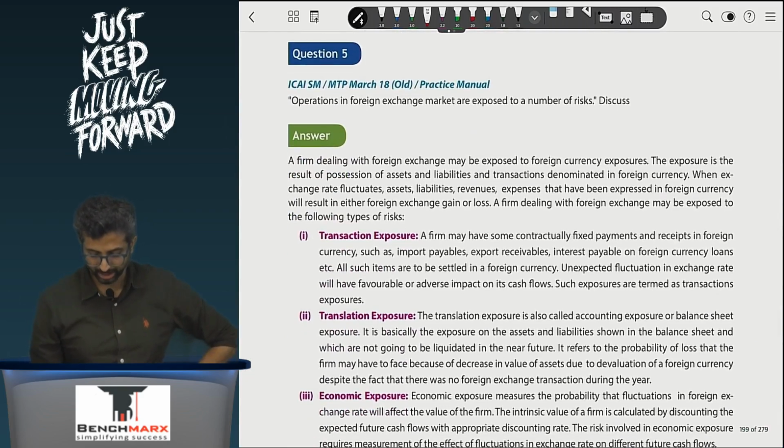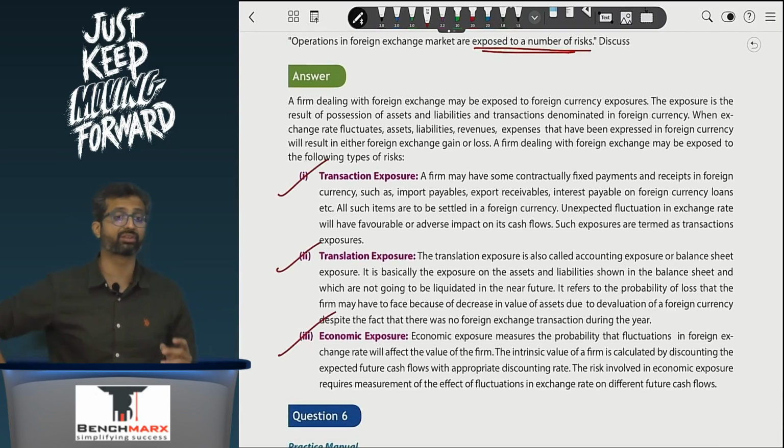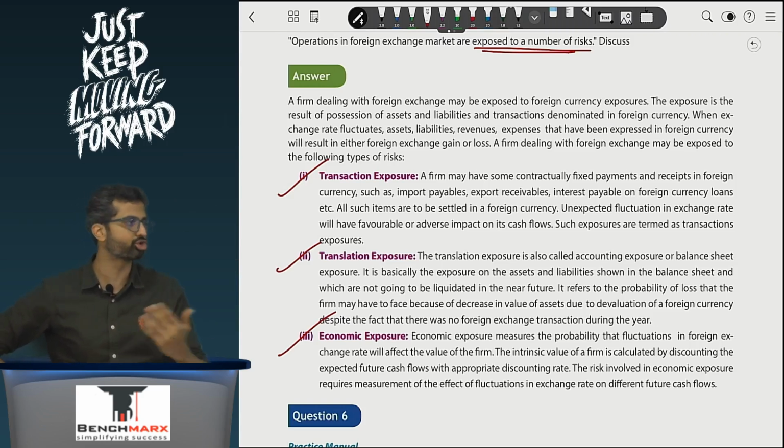Operations in forex market are exposed to a number of risks. So which are those risks? Remember, you have discussed three types of risks: transaction exposure, translation exposure, and operating exposure. Transaction exposure was a forex risk on that transaction. Translation exposure is on translation, and economic exposure is the exposure on operations. Are we clear with this?